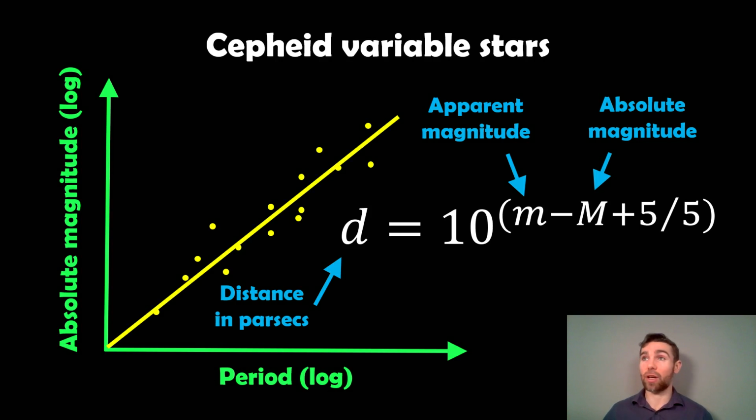So if we were to measure a period, we would then go to the relationship on this graph, and cross-reference it with the absolute brightness or absolute magnitude that star has. We would measure the apparent magnitude, and then we can use this equation to get a distance in parsecs. So the surface brightness fluctuation method will be independently verified or calibrated using Cepheid variable stars.